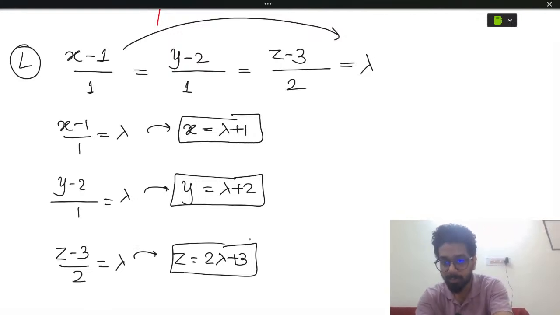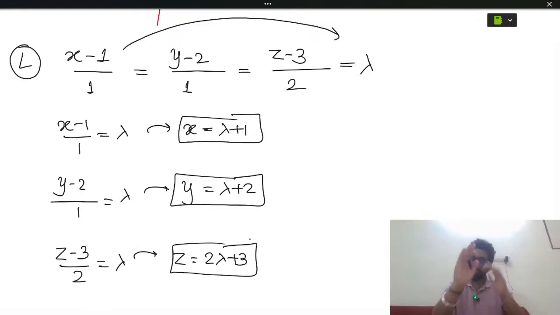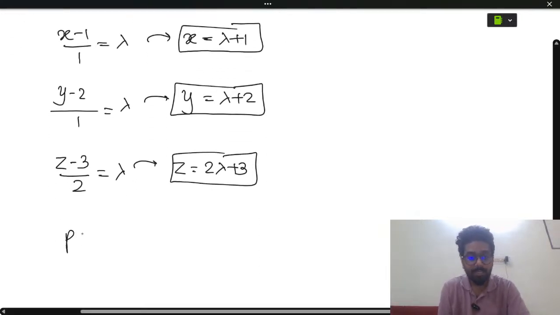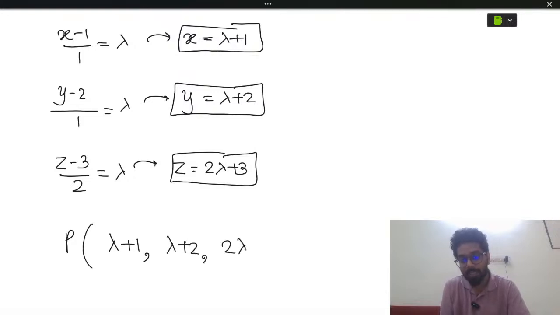Yes, I guess I'm perfectly audible. That's how you get the point. Now, what is the point P? Point P is (lambda plus 1, lambda plus 2, 2 lambda plus 3).